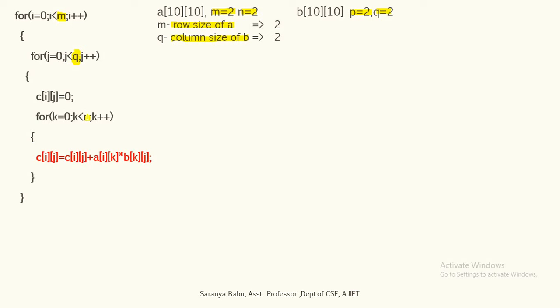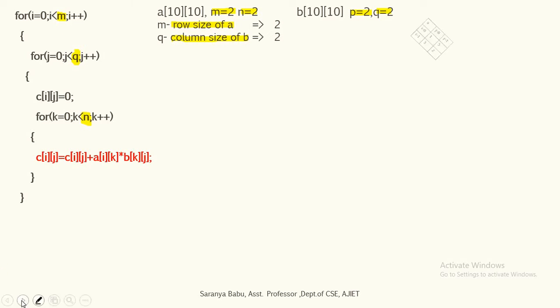It does not matter. Here we are taking k is less than n. That is, we can either write n or even write p because these both are equal. So we are taking it here as it needs to process till the number of rows.